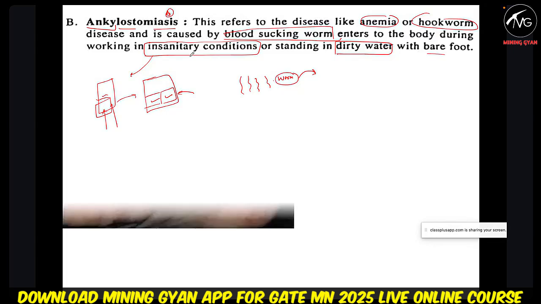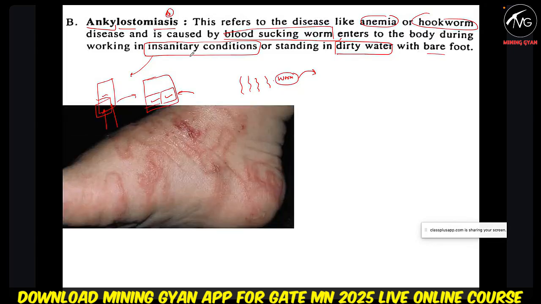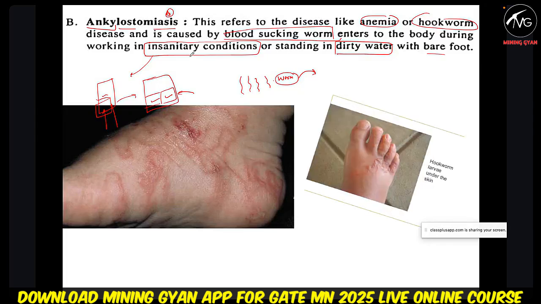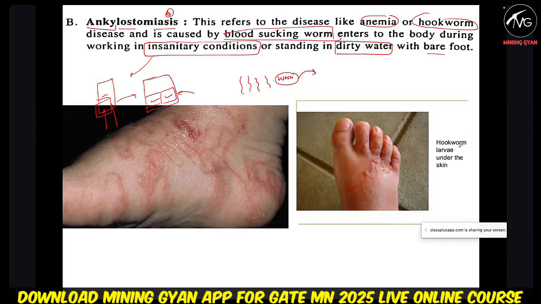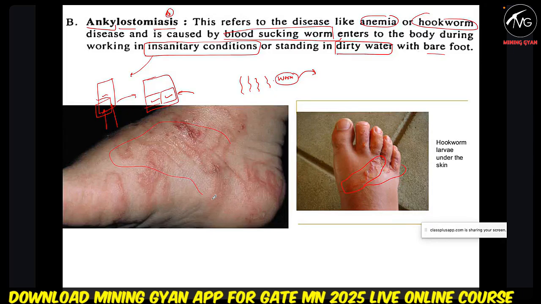So if you want to see, this is ankylostomiasis. So the hookworm enters into the body. So these are the effects. Ankylostomiasis.